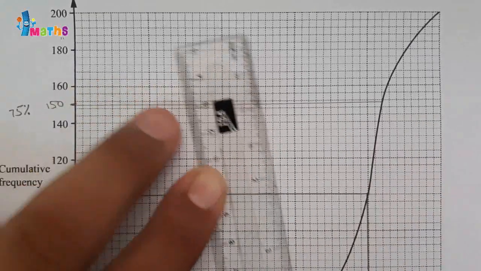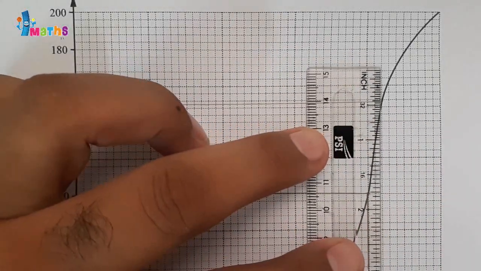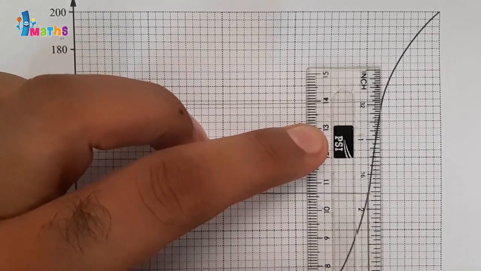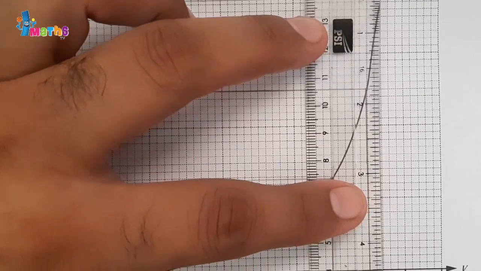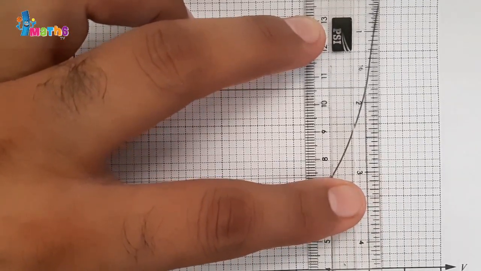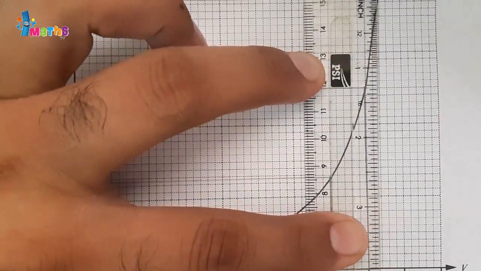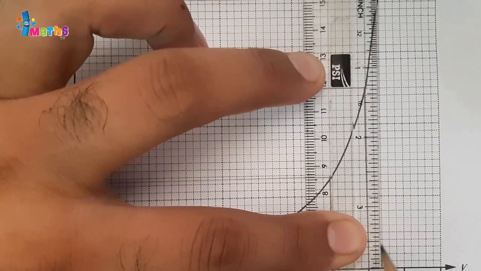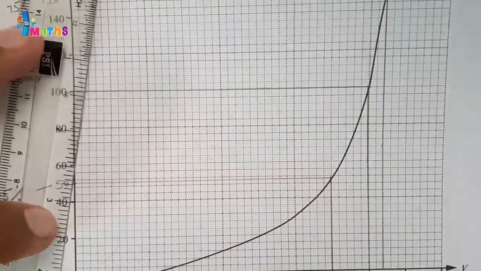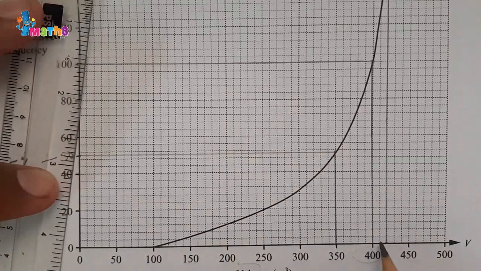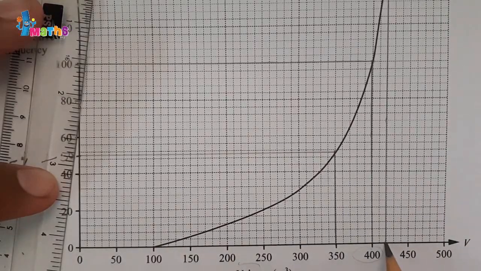So we can check this level, and if we join this one with x-axis, we can join it on x-axis. I'll show you x-axis after drawing the line. Now I have drawn the line. I will show you where it is meeting at x-axis. So this is over here. This is like 400, 410, 420. So this point is 420.